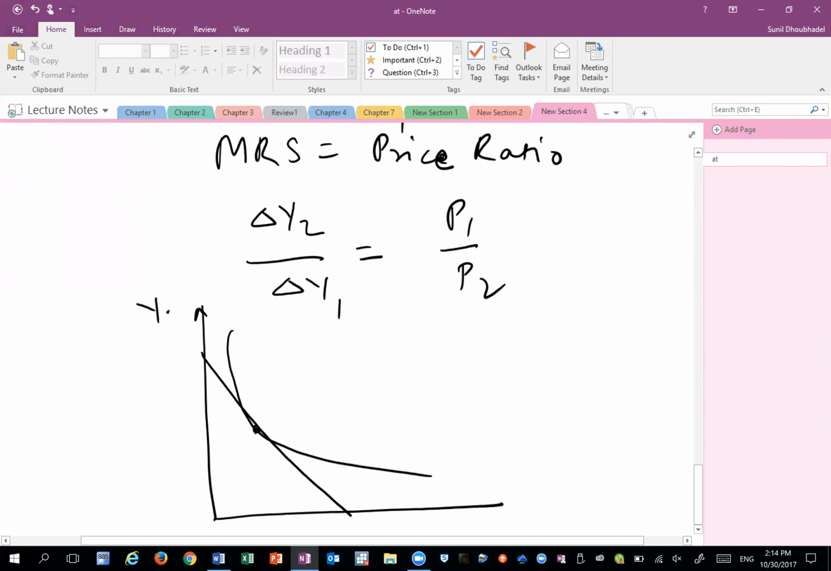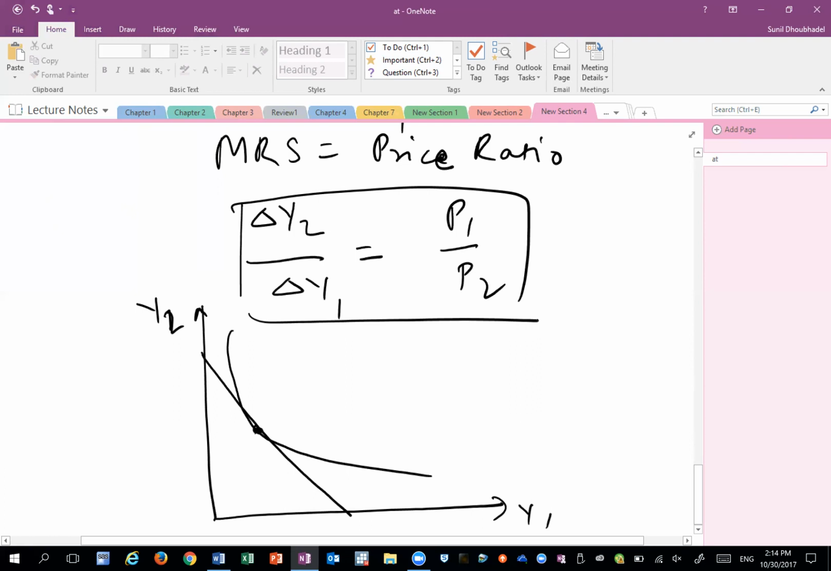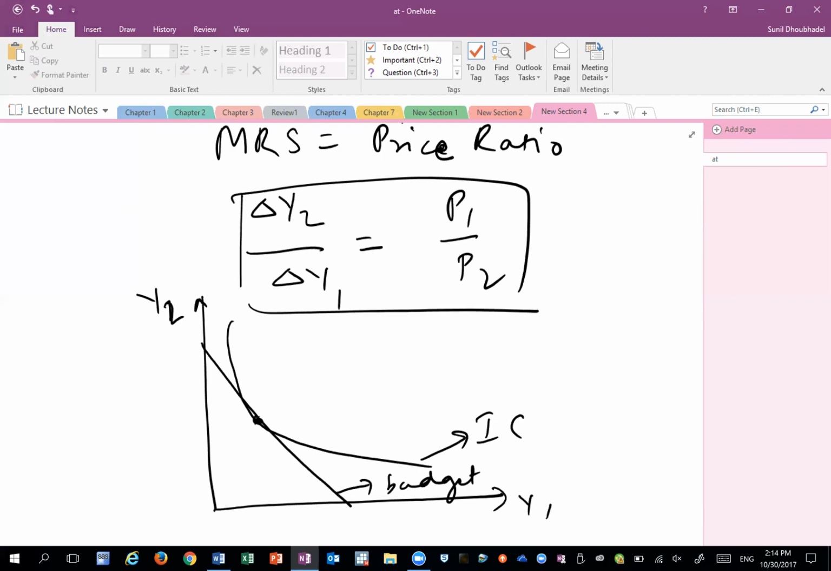This is where this condition is satisfied. You are maximizing your utility. So this is the indifference curve, this is the budget line, and you have tangency of the budget line and your indifference curve, meaning that given the income you have, you are reaching the maximum possible indifference curve, or you are trying to maximize utility given your budget constraint.